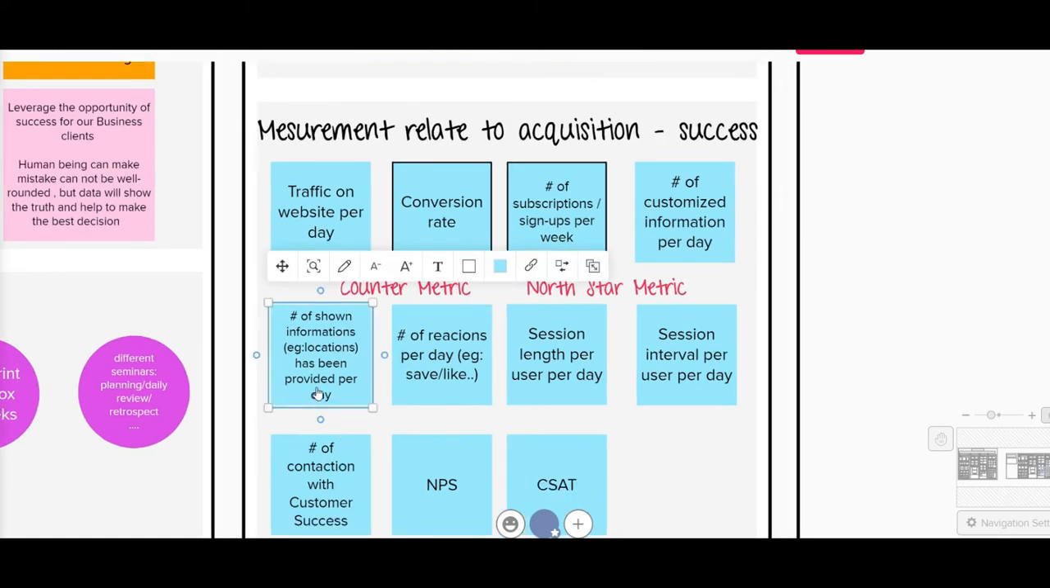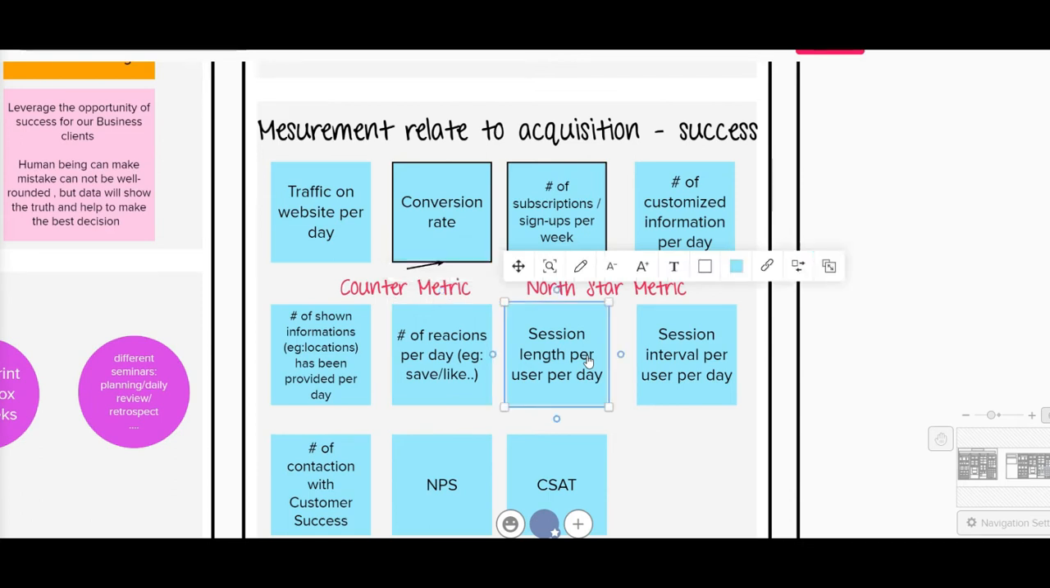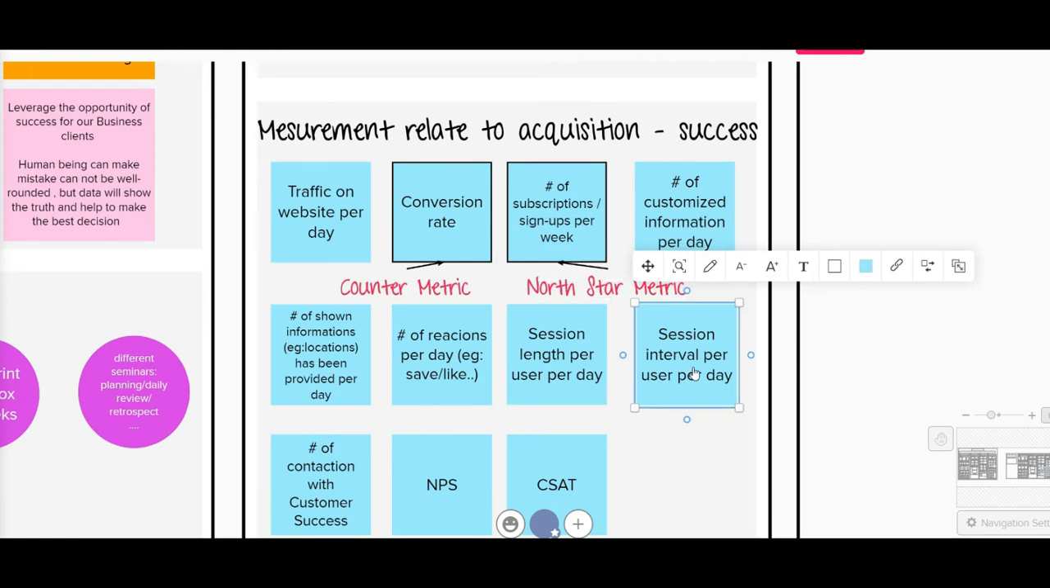This one is about the number of showing information items provided by us to our clients, for example, the locations provided per day. This is the number of reactions we got from our clients per day. For example, it can be comments, interactions, saves, likes, and this kind of reactions. This one is related to session length per user per day: when they open our website, how long they stay on it. This is related to session interval per user per day: normally in one day, how frequently one person comes to our website.